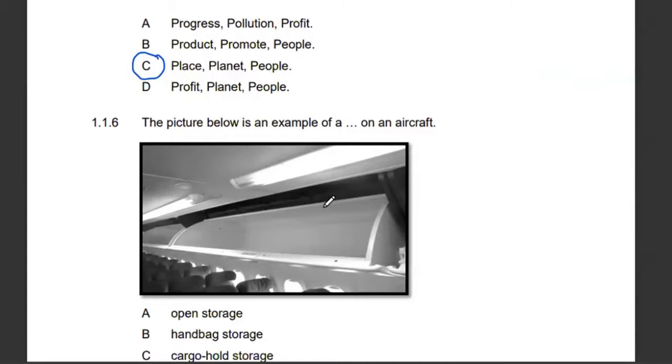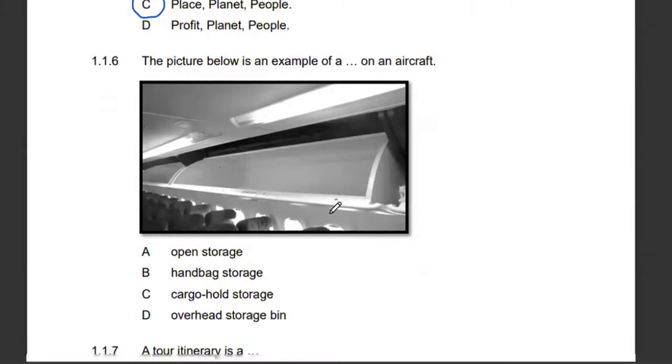Then the picture below is an example of N. So you can see the question requires you to identify what part of the aircraft this picture is. So the first thing, I need you to draw your attention to these seats. So you can see this is the seating configuration. These are the seats, then we also have the windows here, then the seats. Then above the seats, we do have this compartment, which is known as the overhead storage bin.